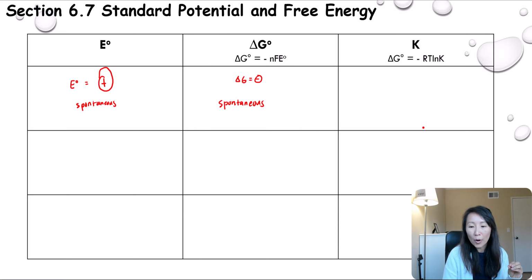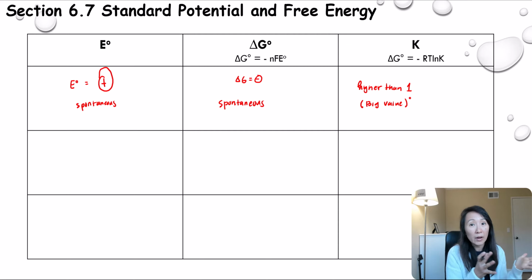What do we know about K? Well, in the example before, we had a really large K value. In fact, it's going to be anything greater than 1, higher than 1. And many times it will be a very big value, meaning that the concentration of product over reactant will be really large.